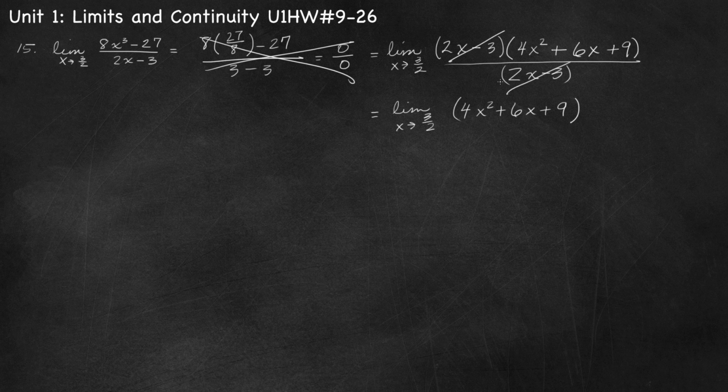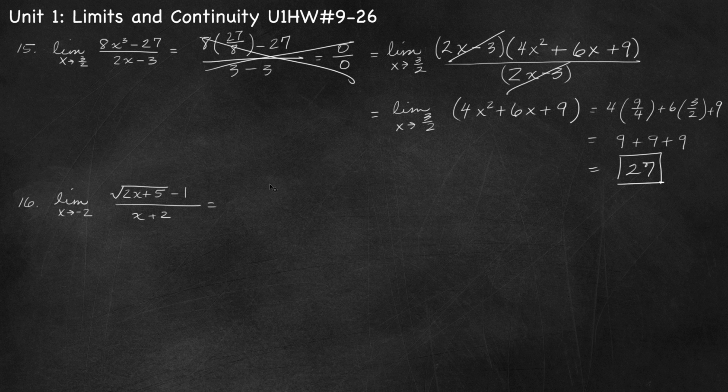There's a hole in the graph at 3 halves, when x is 3 halves. And by removing that and evaluating this simpler expression, we have filled in that hole, making the graph continuous at that point, so we can use substitution to find the limit. And when we substitute in 3 over 2, we get 4 times 9 over 4 plus 6 times 3 over 2 plus 9, which is 9 plus 9 plus 9, or 27. So our limit is equal to 27.